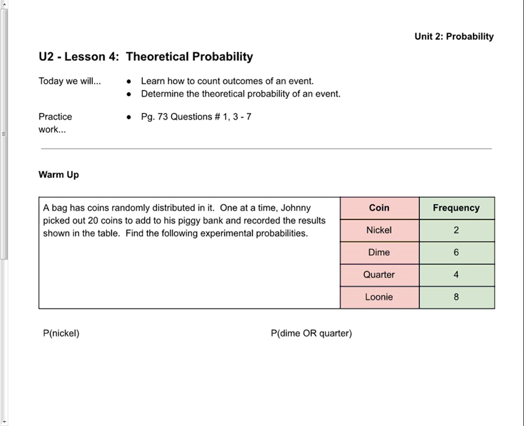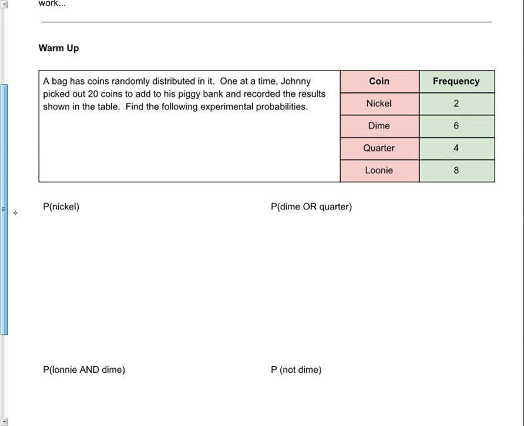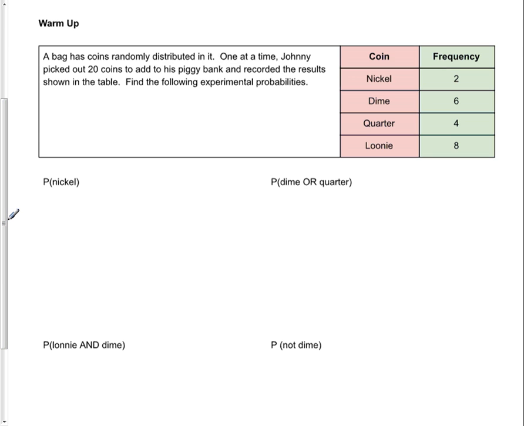So what we see here in our warm-up is an example of a coin experiment where you have a bag of coins, and they're all different types of coins that are randomly distributed inside, different varieties that we have here in Canada. And so one at a time, Johnny picks out 20 coins, and he adds them to his piggy bank and records results shown on the table, because that's the fun kind of thing to do. So we're going to find out the experimental probability of these particular solutions here.